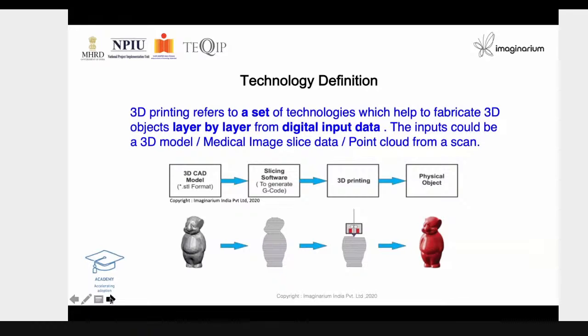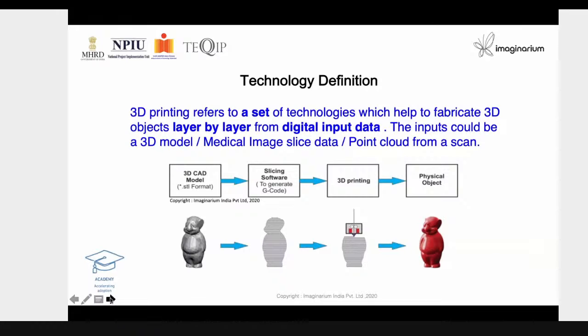So what is this digital data? Digital data can come from a computer model, or it could be scan data, point cloud data from a scanning, or it could be from a medical image. Okay, all of them are the inputs which go in, and then it's all processed, sent to a machine or a robot which will simply print it, and you get a physical object. That is the definition of the technology.